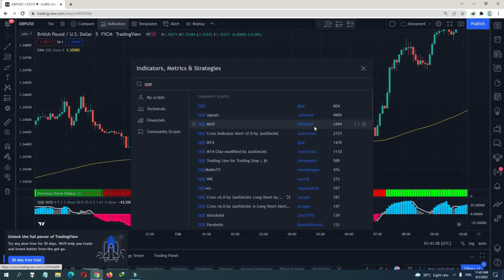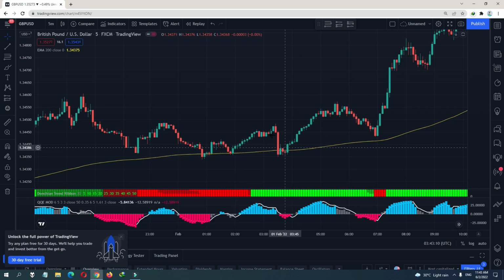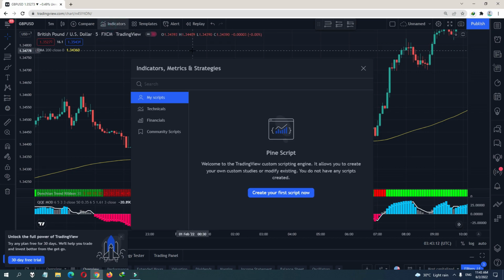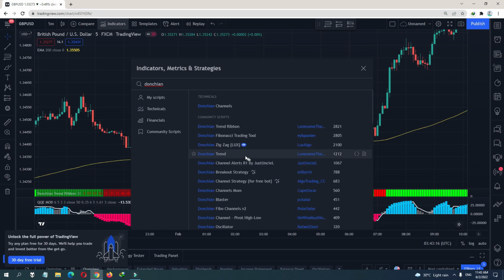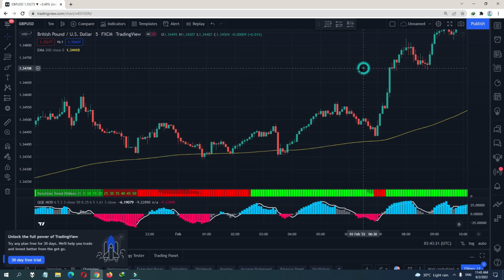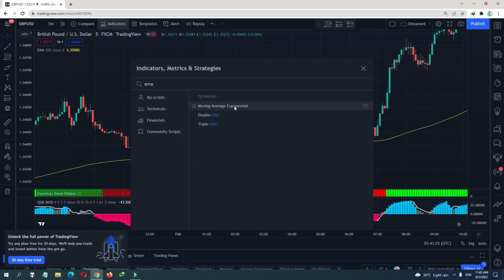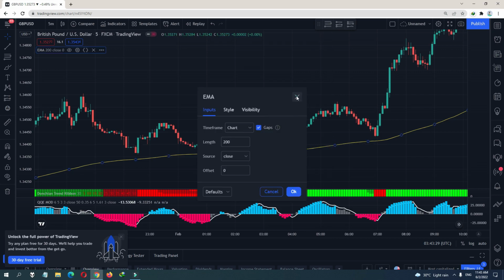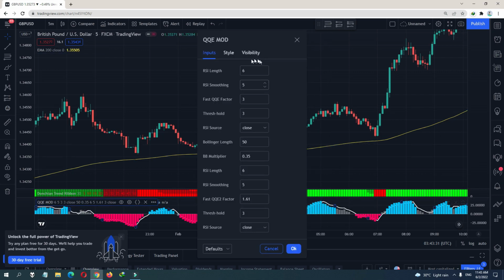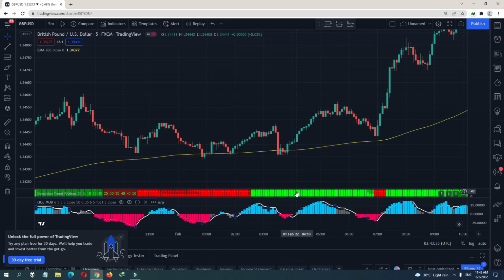It's this one by Mikhail here. And then you need a Donchian trend ribbon. Okay, Donchian trend ribbon by Lonesome. And then you need 200 EMA. Okay, this one, 200 EMA. Okay, 200 here.